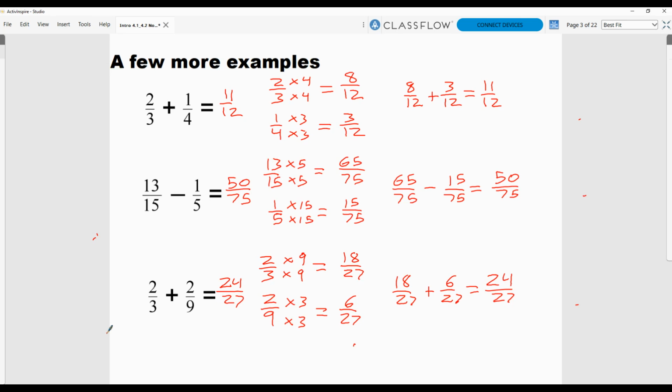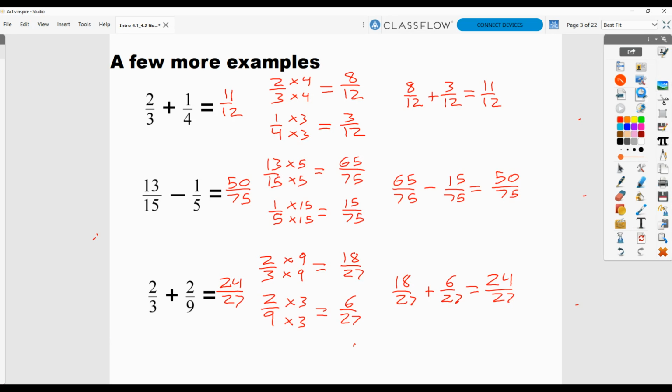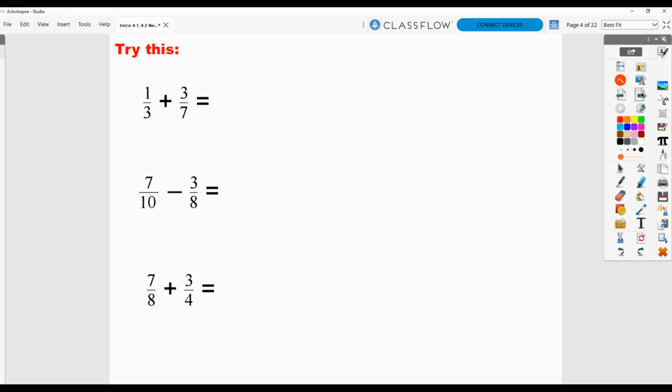So I hope those examples worked out okay for you guys. Go ahead and try these problems out here and see what you come up with. Hit pause, and we'll check your answer in just a few minutes. Okay, let's take a look and see what these would come out to.